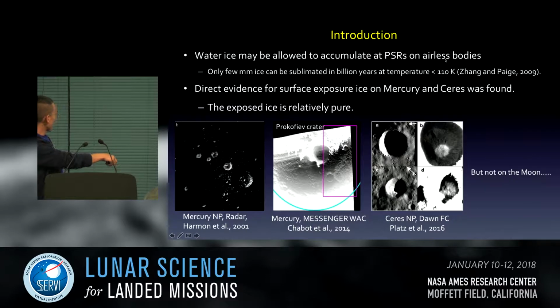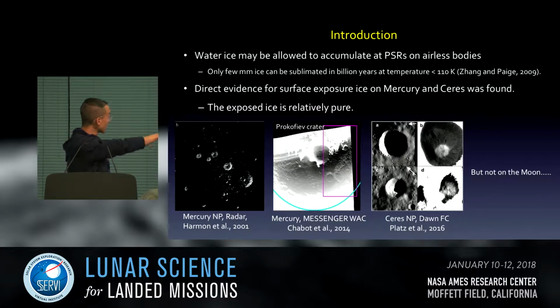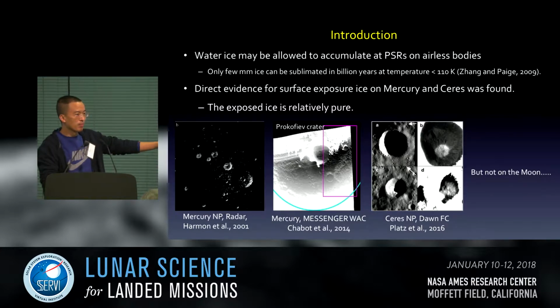Here in this plot is Earth-based radar data. Look at the Mercury North Pole: you can see very high radar reflectivity. And this is from MESSENGER, the WAC camera. In this purple rectangle region, we can see enhancement of the reflectivity in the visible image. It is a similar case on Ceres North Pole, where in the permanent shadow regions we see enhancement in the reflectance. However, we don't find such a case on the Moon.